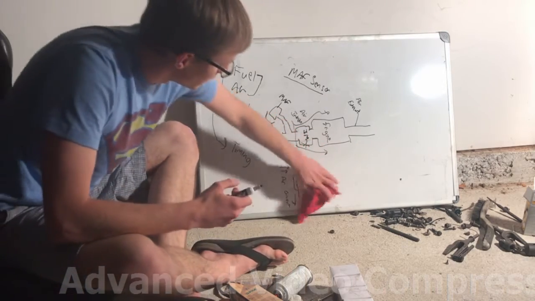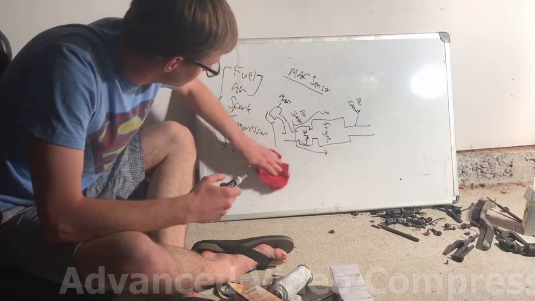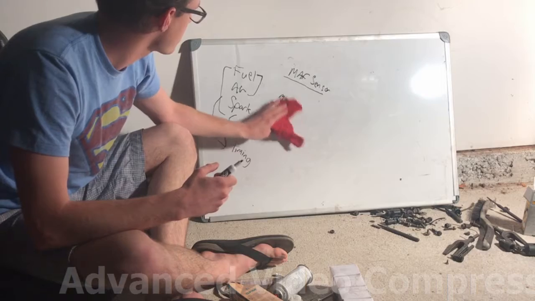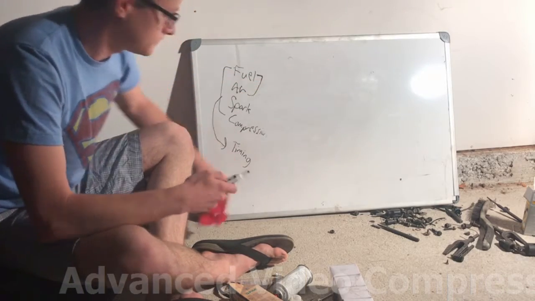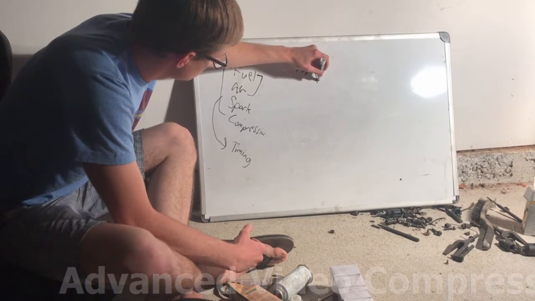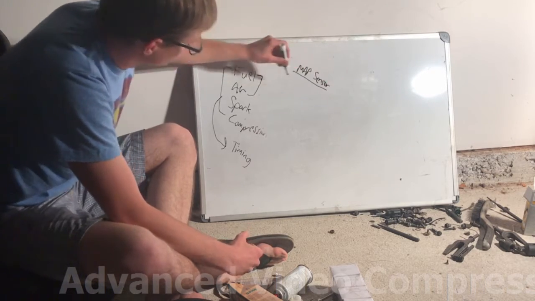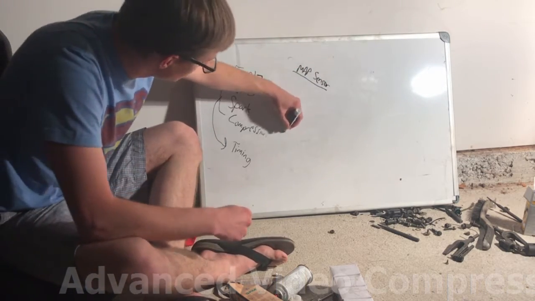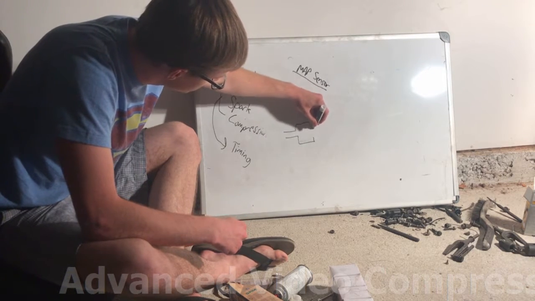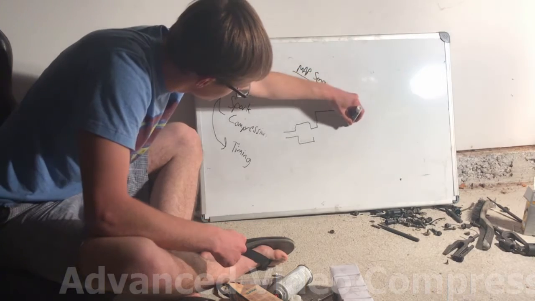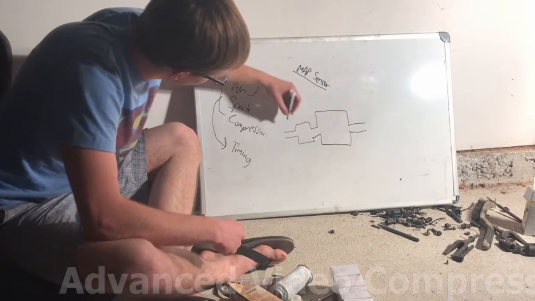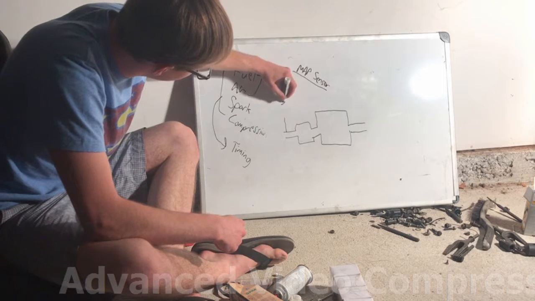So let's talk about our MAP sensor next. I'm going to go ahead and erase this and redraw it. So I'm going to draw the system again. We have our intake tube, our air intake, our engine, and our air exhaust. I'll go and label these components.